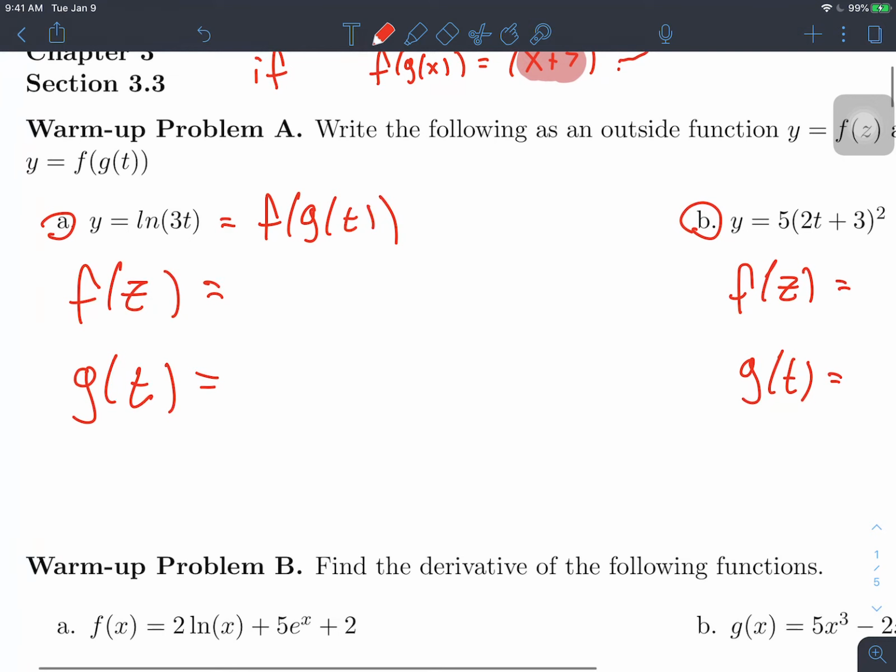Let's start with A. We've got this function ln of 3t, and what I'd like to identify first is g of t. Like many things in mathematics, I'm going to start on the inside and work my way out. So, what I need to find here is the function that seems like it is being plugged in to another function. Now, what is that function? I will ask you now.